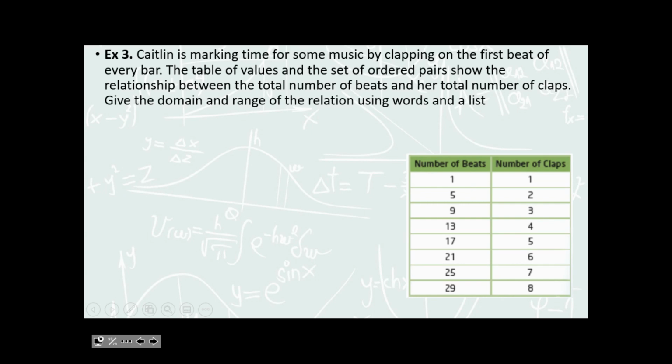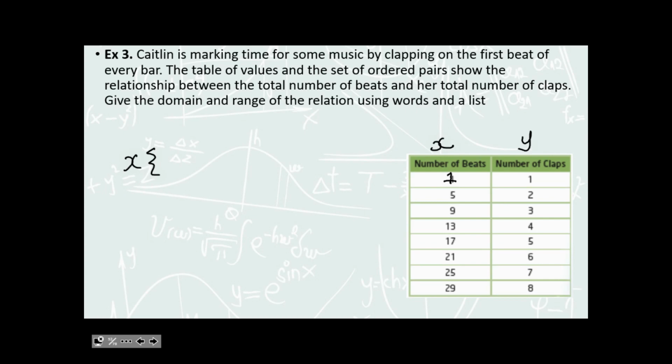Let's look at a problem-solving question. Caitlin is marking the time for some music by clapping on the first beat of every bar. The table of values and the set of ordered pairs shows the relationship between the total number of beats and the total number of claps. Given the domain and range, use words and a list. I'm going to use a list for my data because I cannot use interval or set notation, because this is discrete data, right? Can I have a quarter of a beat? Not really.